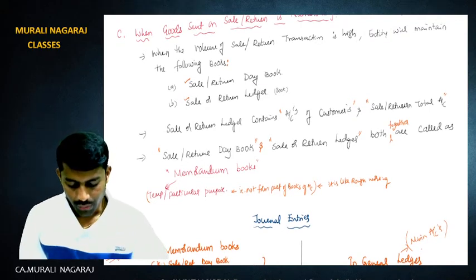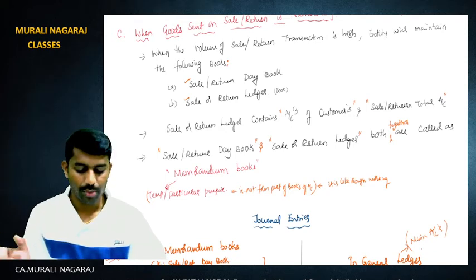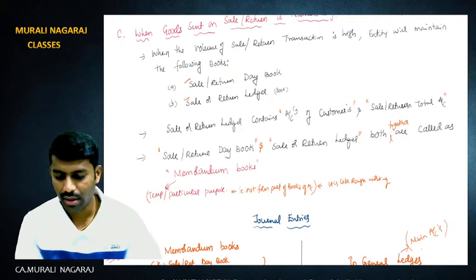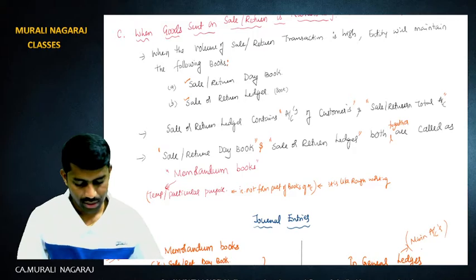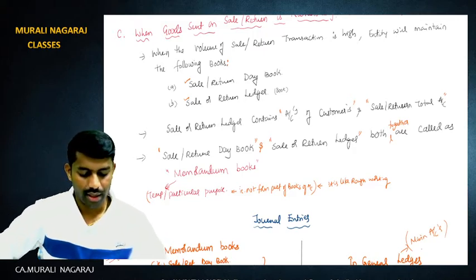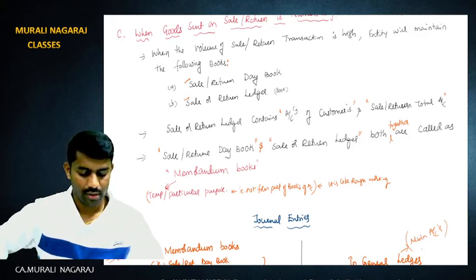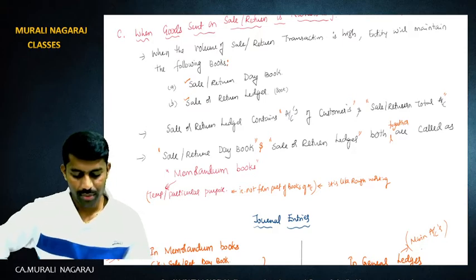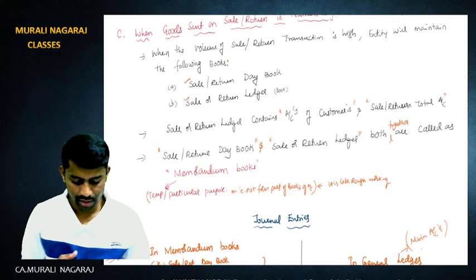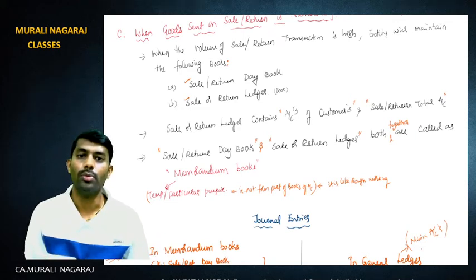First bullet: when the volume of sale or return transactions is high, the entity will maintain the following two books, colon.